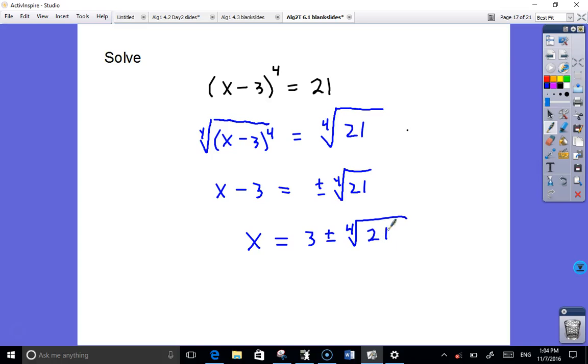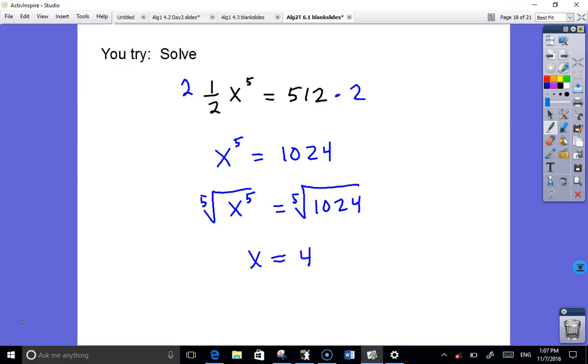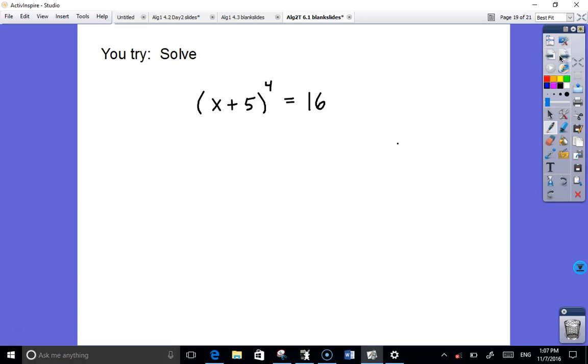Okay. So I think I've got 2 more tries and then we're done. Solve. All right, so first you had to isolate, multiply both sides by 2, and then take the 5th root of both sides. It should have been 4. We went up to 4 to the 4th on the board there, 256, and you do 4 one more time, 1024. Okay, last one. Try to solve.